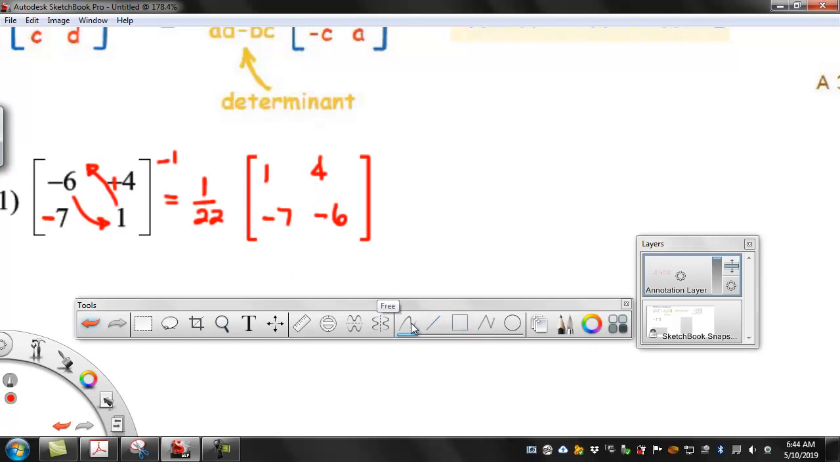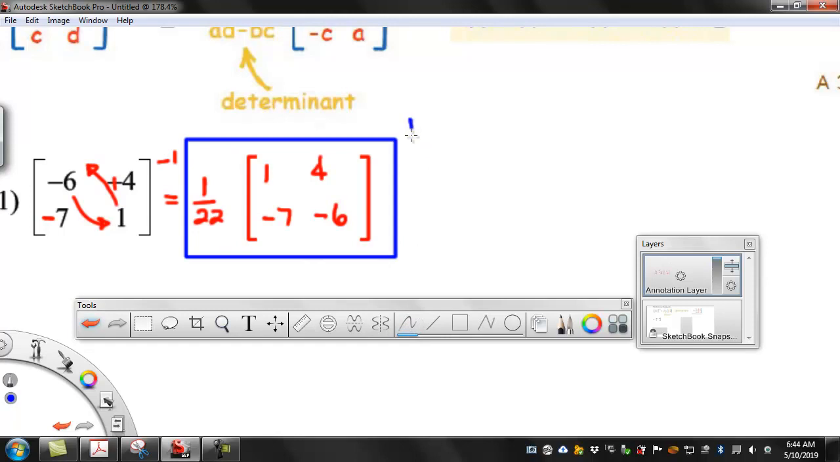That matrix right there is the inverse. So the 1/22 is the scalar, and the matrix that we multiply that scalar by is 1, 4, -7, -6, and that's how we find the inverse matrix.